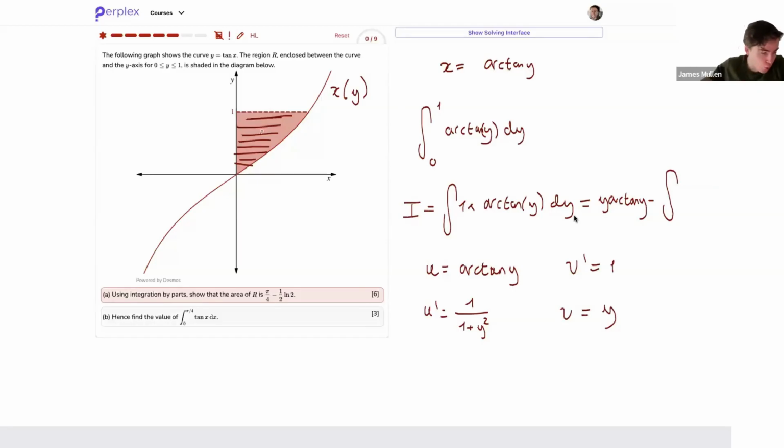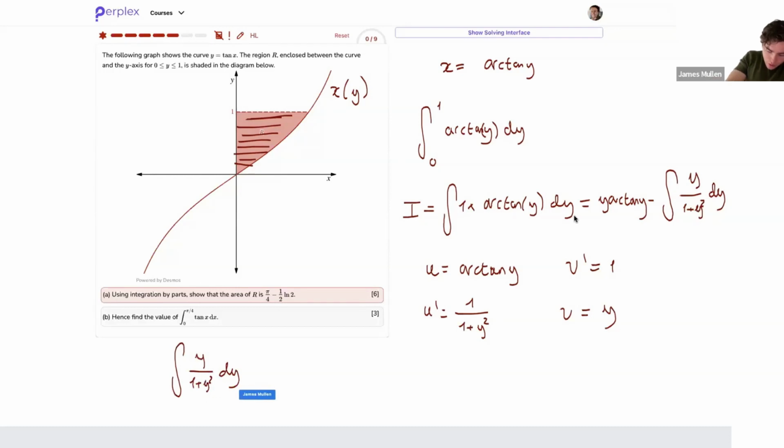sorry, it's supposed to be y over 1 plus y squared dy. And that integral itself, I can say, is the integral of y over 1 plus y squared dy.